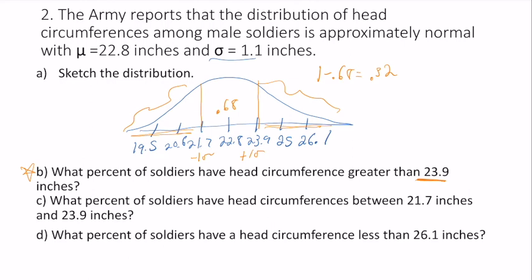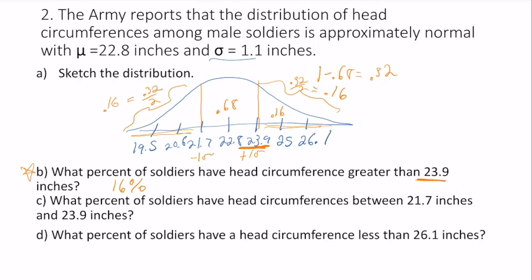However, I have to divide this in half. So I've got 0.32 divided by 2 over here and 0.32 divided by 2 over here. That's because our graph is symmetrical. So if I divide both of these by 2, I get 0.16 on both sides. So if I wanted to know what percentage of soldiers have a head circumference greater than 23.9, it's going to be the area in this tail over here, which is 0.16, so 16%.